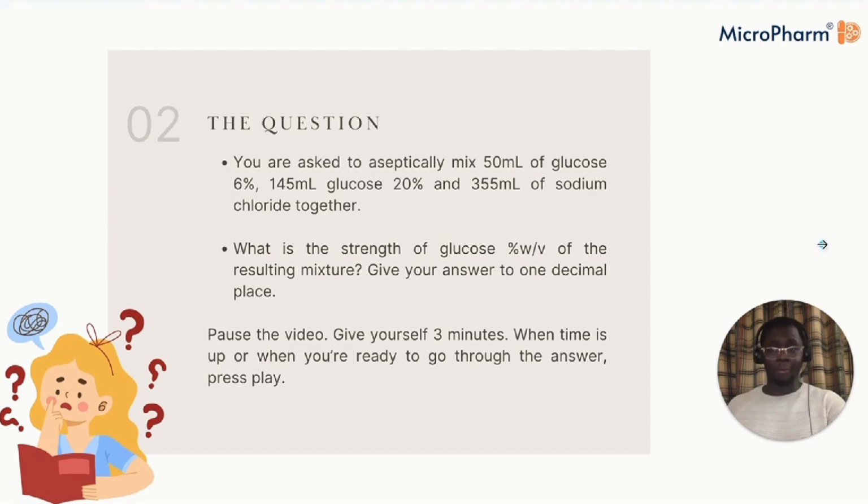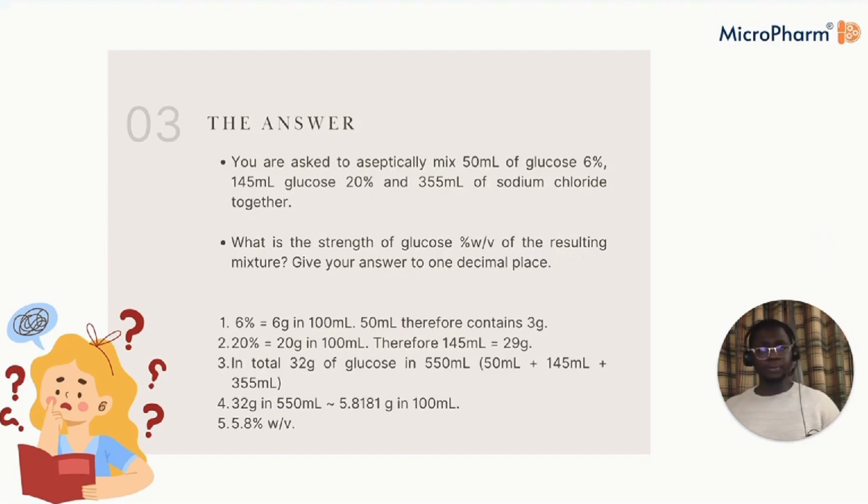Okay, I think we're ready to continue. With these types of questions, I always find it useful to convert all these percentages into their quite literal meanings. Whenever you have a percentage of weight per volume, that is the same as saying how many grams you have in 100 ml. So 6% is the same as saying 6 grams in 100 ml. 20% is the same as saying 20 grams in 100 ml. And those are the only strengths of glucose that I actually have.